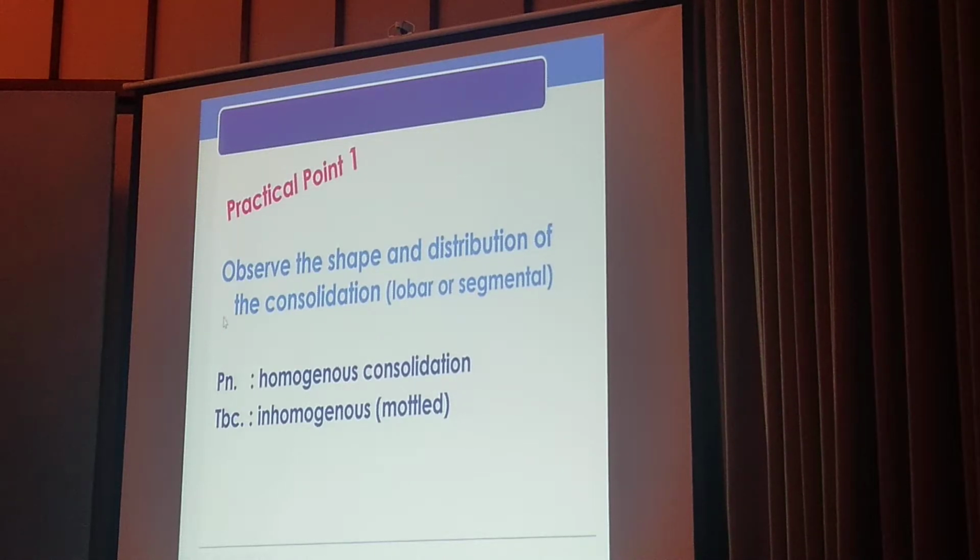First, observe the shape and distribution of the consolidation, in the case of lobar or segmental pneumonia. Usually, pneumonia shows homogeneous consolidation, and tuberculosis is inhomogeneous. We usually say mottled density.